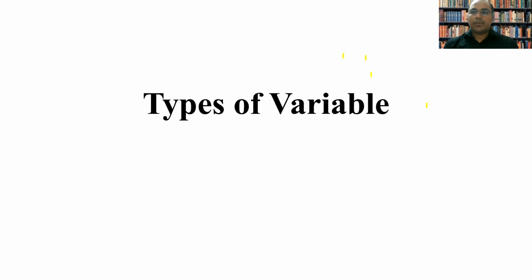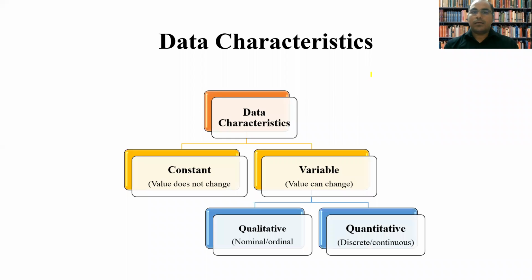Hello everyone. In this video, we will discuss types of variable. Before we begin types of variable, we need to understand data characteristics. Data is basically divided in two parts, constant and variable. Constant means the value does not change, and variable means the value can change.